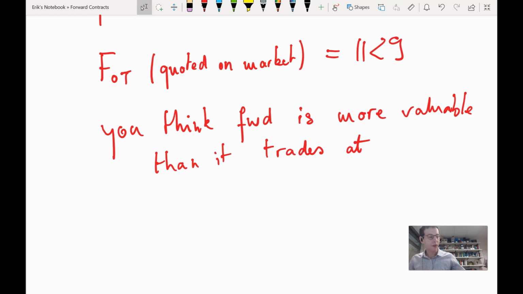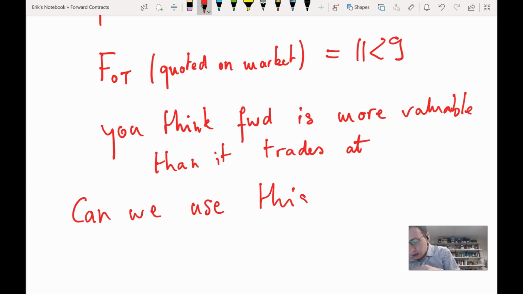Okay. So that's the first part. The second part is, can we use this to our advantage and build an arbitrage?